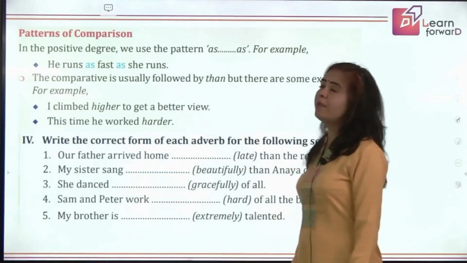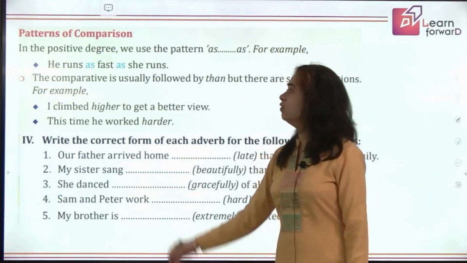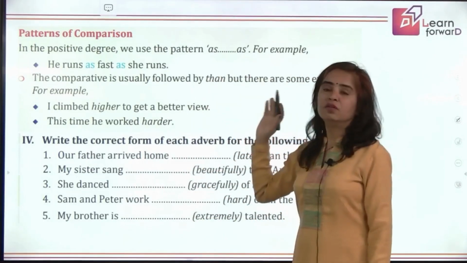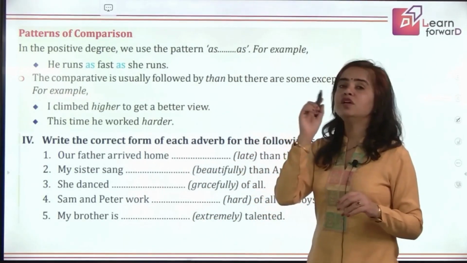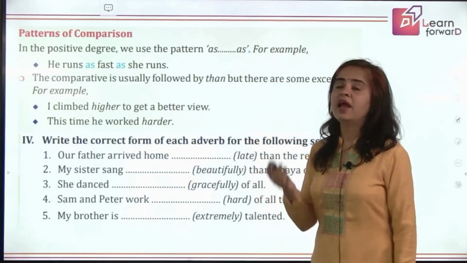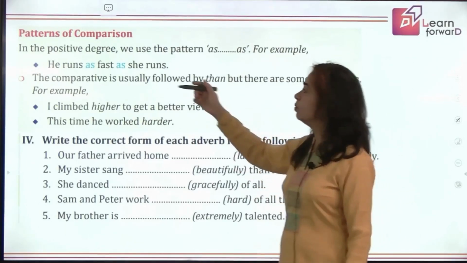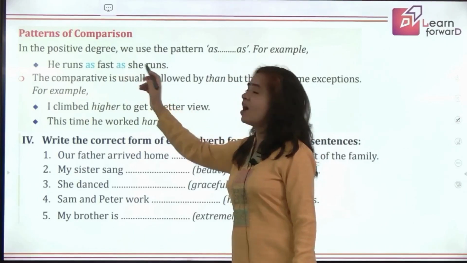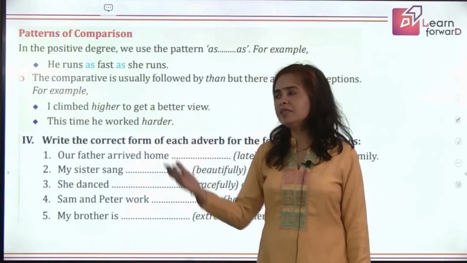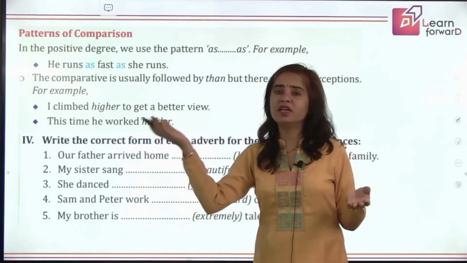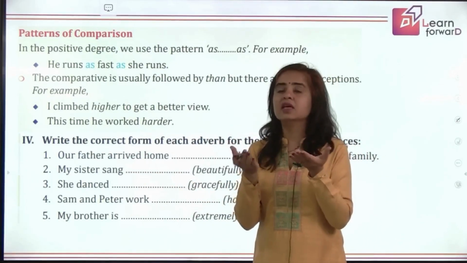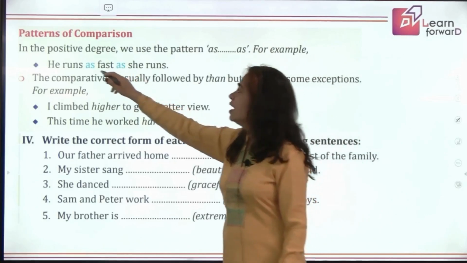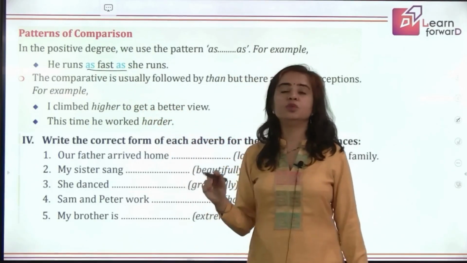Now, what are the patterns of comparison in adverbs? When we do not have any comparison, just like in adjectives, so we use the words as, and then in between we use the adverb like he runs as fast as she runs. That means there is no comparison between the way the boy runs and the girl runs. So they are at the balance. That's why we say he runs as fast as, which means equally.